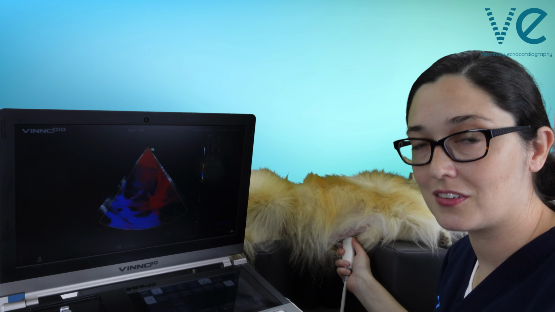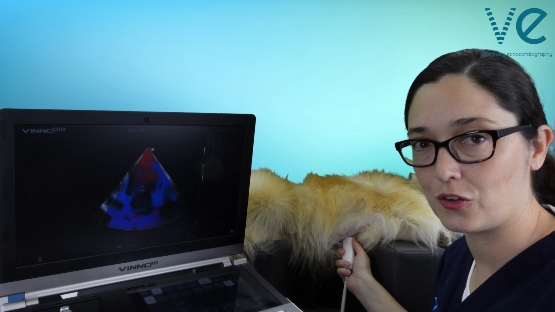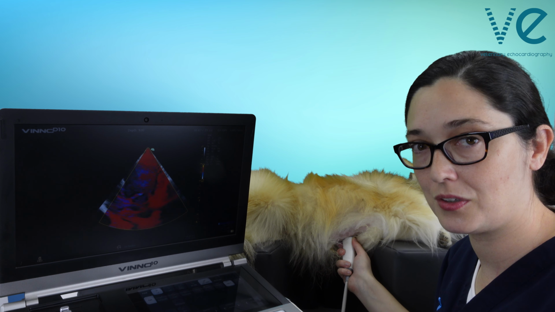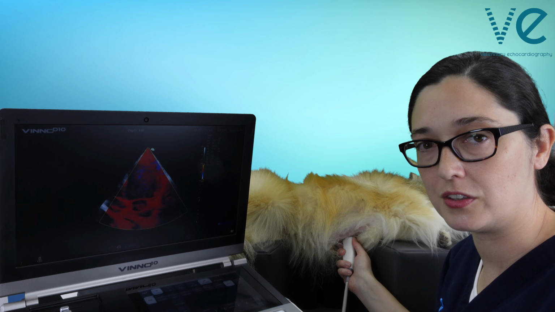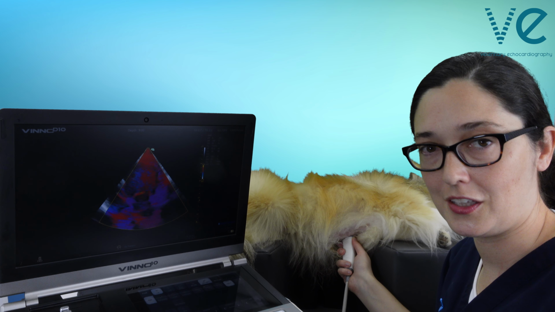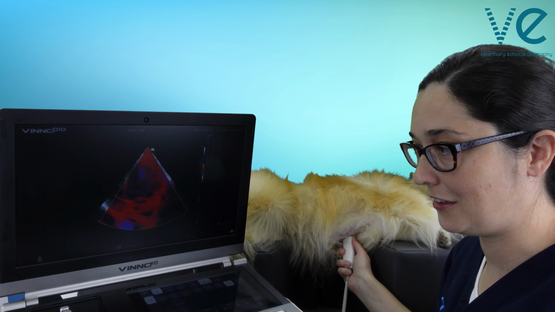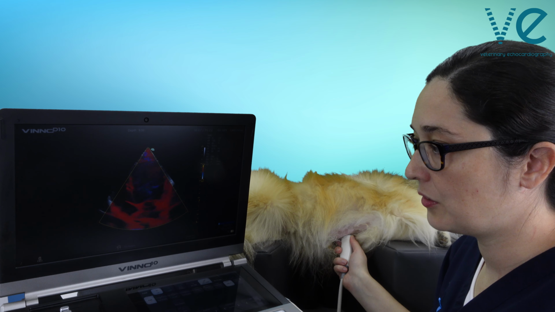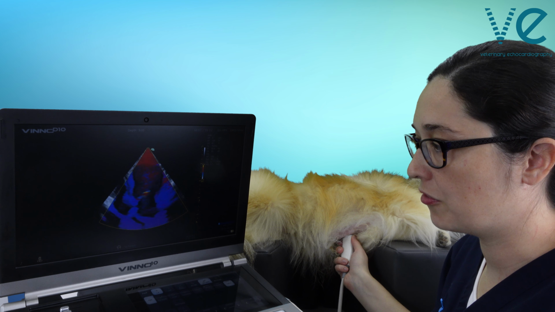So if your machine doesn't have TDI enabled and it's going to cost you thousands of dollars to get it enabled, you can actually just adjust your wall filters, save that as a preset, and there you go, you've got your own homemade TDI mode. So I'll show you where we sample from.